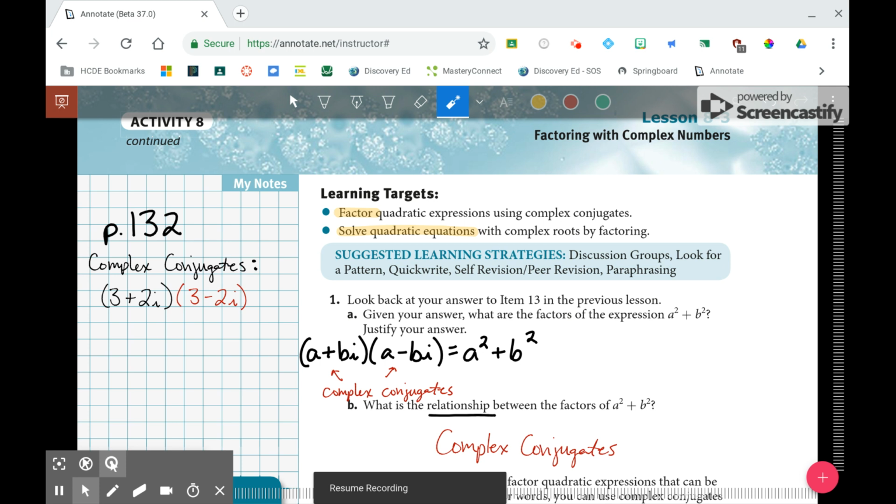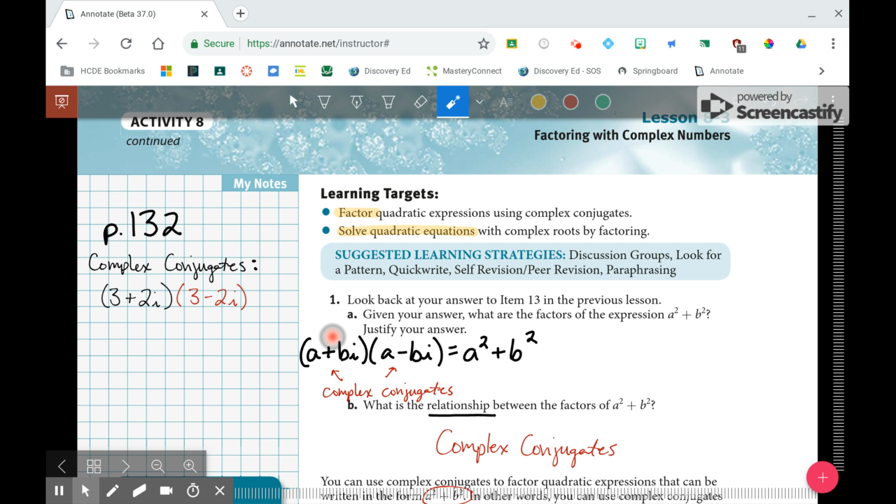So from yesterday with complex conjugates, this was a definition that we wrote down in lesson 8-2. You could have any number for a and b here, but basically if you have a plus bi, its conjugate would be almost exactly the same, except the i term is opposite. So instead of a positive bi, we have a negative bi.